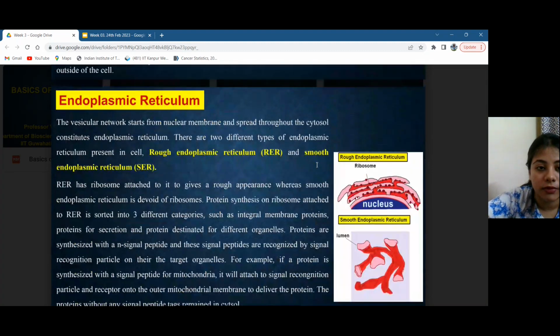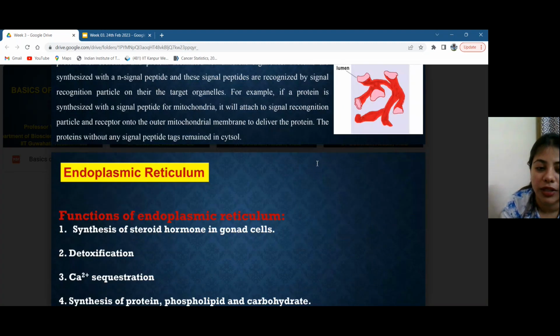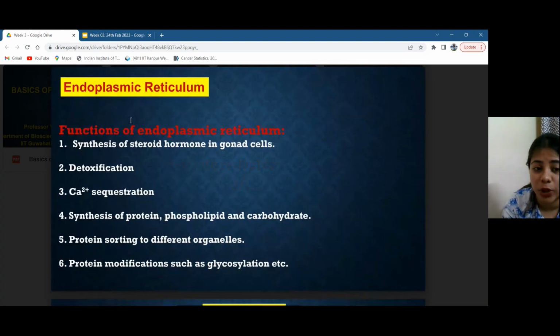Then, yeah, this is the ER, which has been expanded in significant detail. The rough endoplasmic reticulum and the smooth endoplasmic reticulum, both of which have been shown here, and how they differ, what their functions are, like steroid hormone synthesis, detoxification, and sequestering calcium. In fact, the sequestration of calcium within the ER is a major contributor towards maintaining calcium levels. Calcium is a second messenger within the cell.